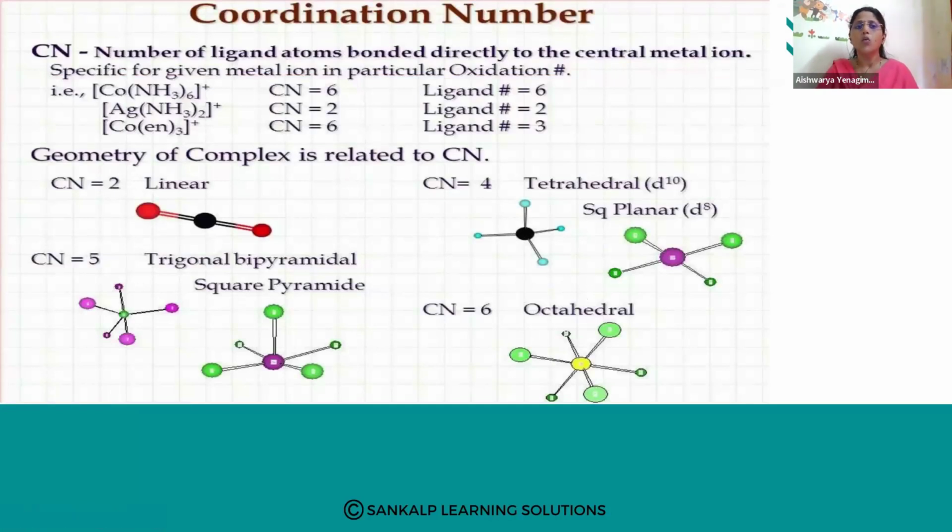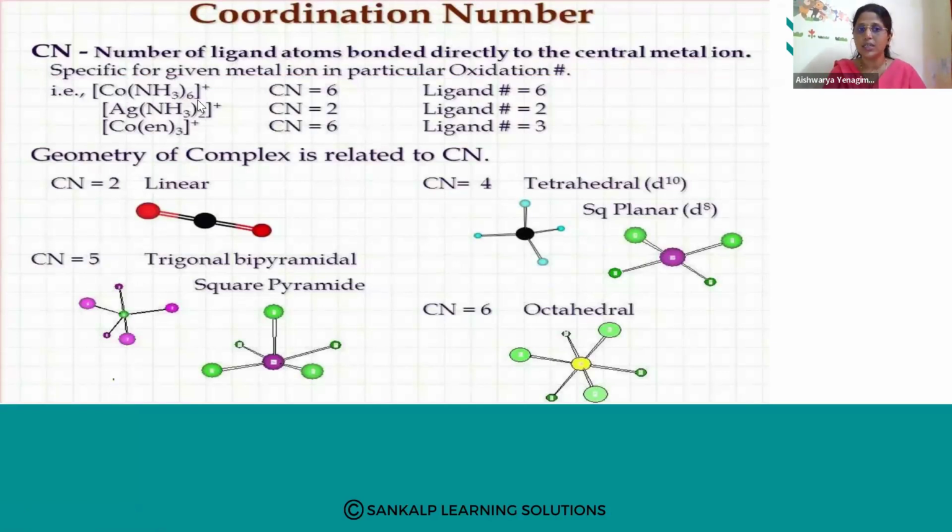Then coordination number ಬಗ್ಗೆ ಕಲ್ತಿದೀವಿ in the previous class. What is this coordination number? Coordination number ಅಂತಂದ್ರೆ number of ligands, to be more specific, number of monodentate ligands or ligand atoms bonded directly to the central metal atom. It is called coordination number. So you can see here various examples I have taken.